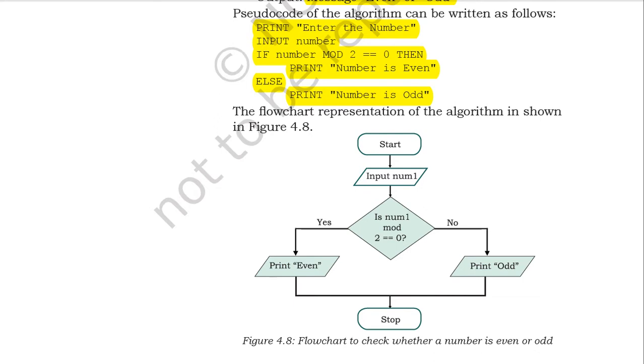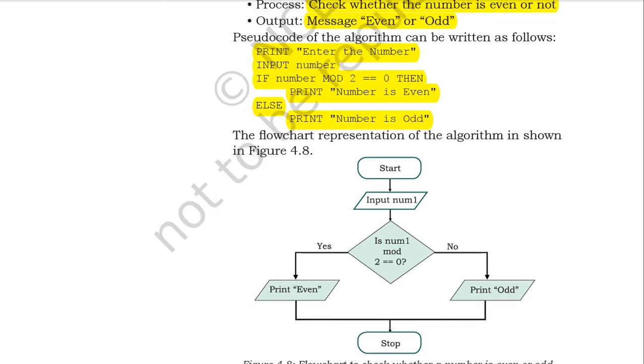And here is the flowchart. Start, input num, and this is the decision box. We have already discussed it in the previous videos, please go through them. Mod means the modulus operator. This means we have to check the remainder. If number mod 2 equals 0, then the number is even, otherwise it will be odd.